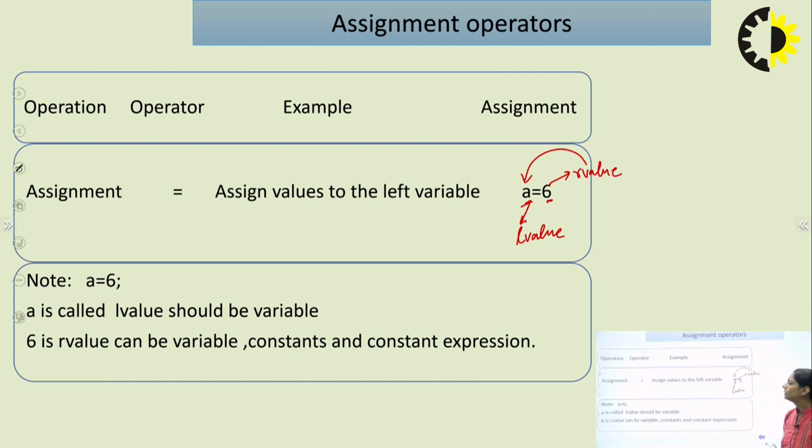Here A equal to 6, A is called the L value. The L value should always be a variable and 6 is an R value, which can be a variable, a constant or a constant expression. So it could be anything. Whatever expression we are getting, if we evaluate that expression, the value of it will be stored in the L value, which will be a variable.